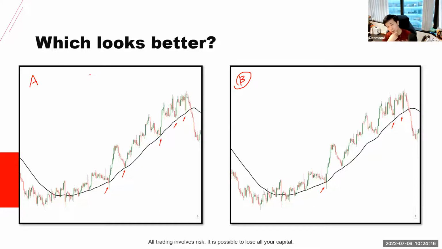Does anyone want to take a guess which looks better, A or B, when you're looking at the moving average?